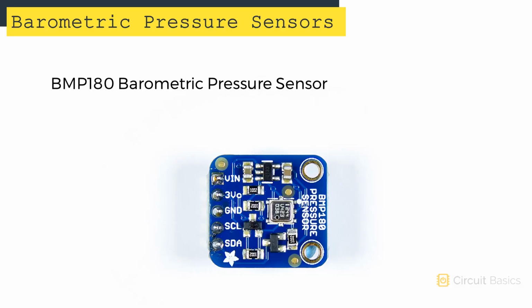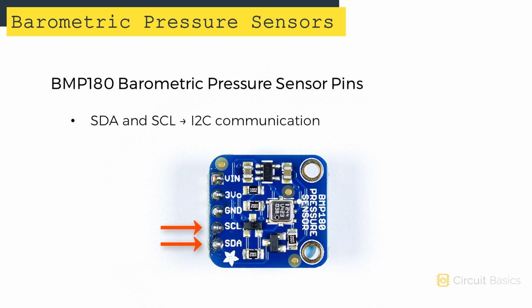The BMP180 sensor I'm going to use is a breakout board from Adafruit. The sensor itself is a BMP180 made by Bosch. The BMP180 has 5 pins. It communicates with the Arduino over I2C. So it has SDA and SCL pins.